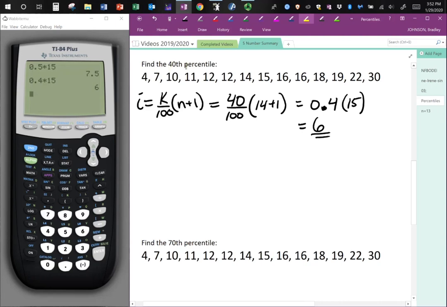You could think the 40th percentile would be where it splits 40% of the data, the lower part is 40%, and the upper part is 60% of the data points. So, the 6 tells us to count. 1, 2, 3, 4, 5, 6. Circle that 6th point. 12 is the 40th percentile.